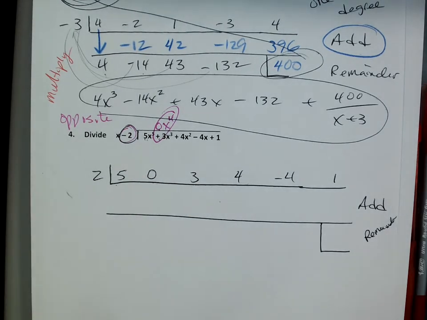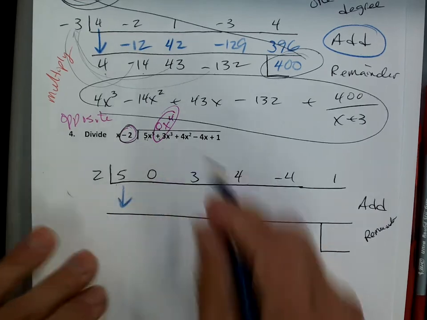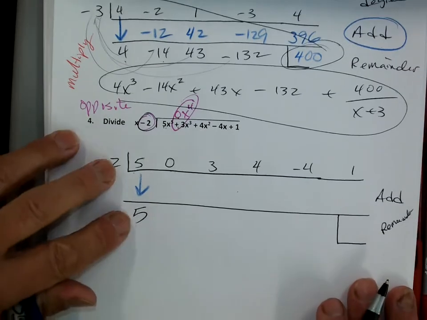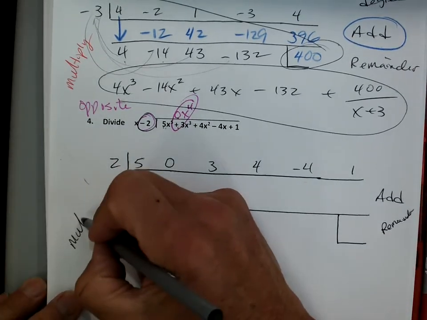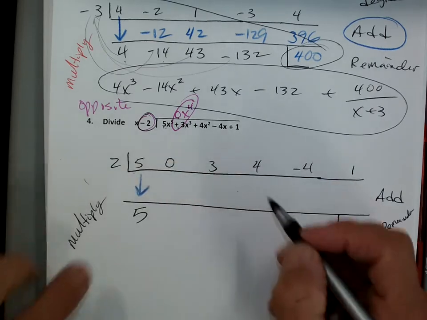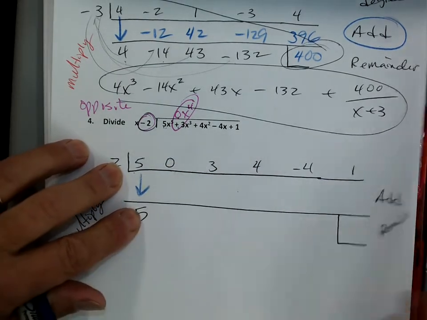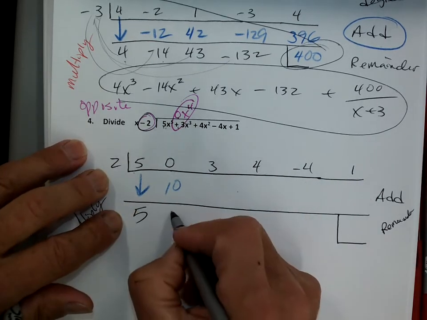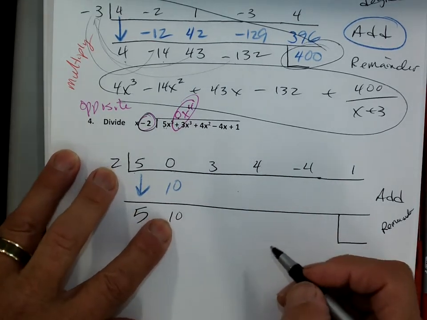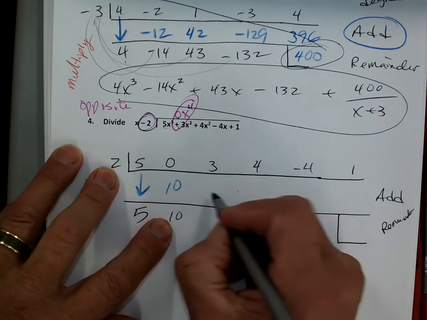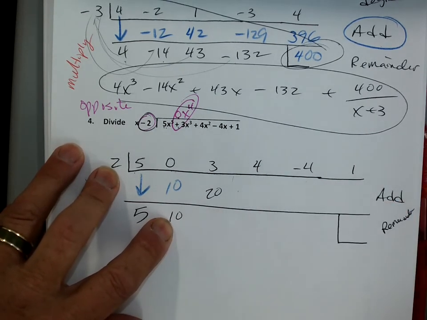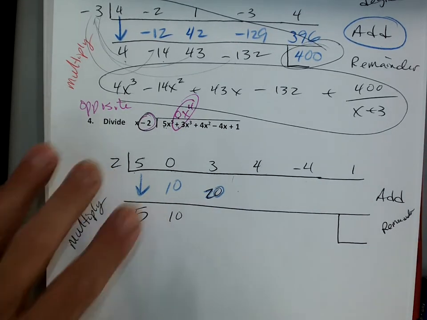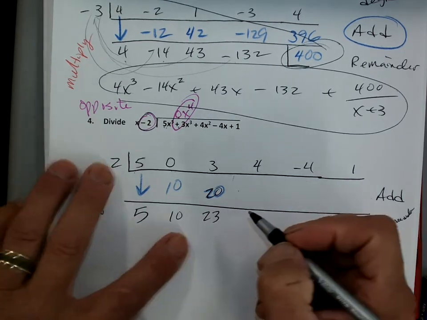It's time to begin. Step 1. Bring down the first term. Just bring down the 5. Boom. And multiply. Multiply, okay? 2 times 5 is 10. Add. 0 plus 10 is 10. Multiply. 2 times 10 is 20. Stick with my colors. Add. This is my adder line. 3 plus 20 is 23. Multiply.